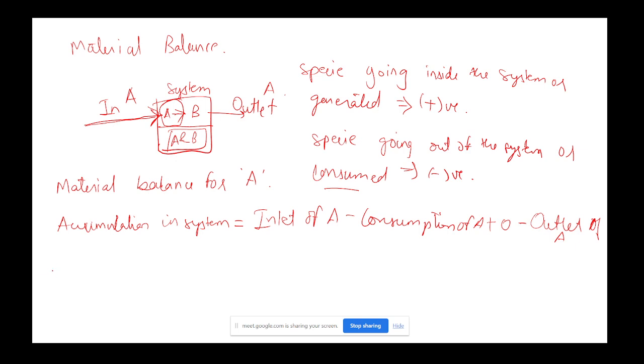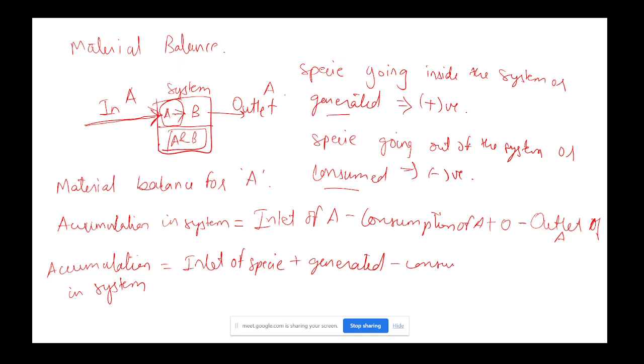Now if you want to write it in general, for accumulation of any material, you can write overall also: accumulation inside the system for any species equals inlet of species, plus whatever is generated, because generation is always positive. Then there can be consumption, which is negative because it is getting removed, and at the last, minus outlet of species.